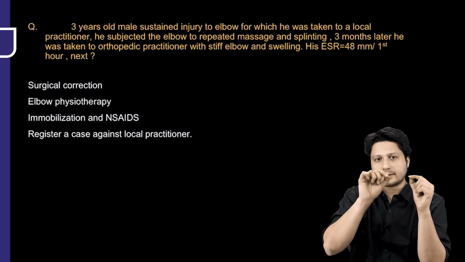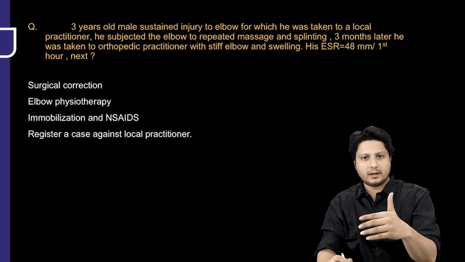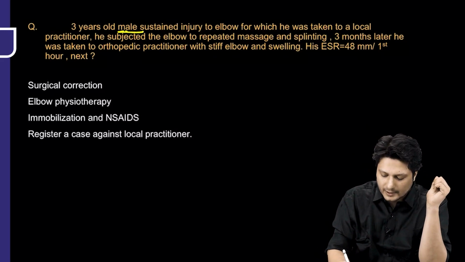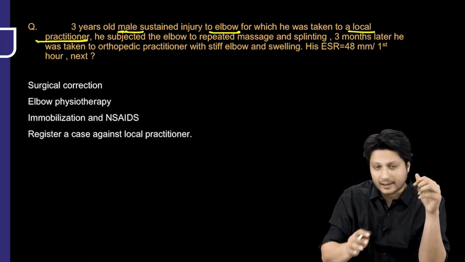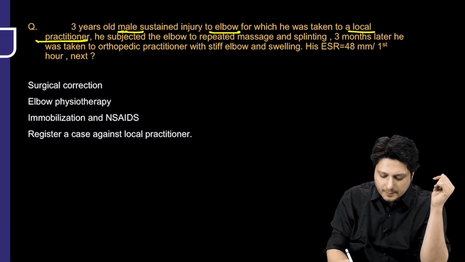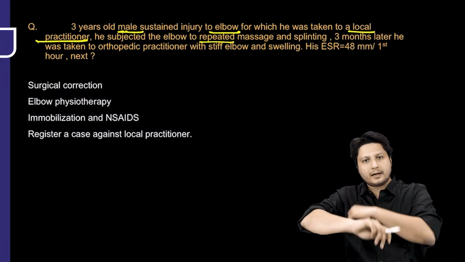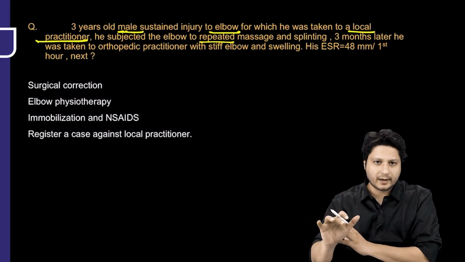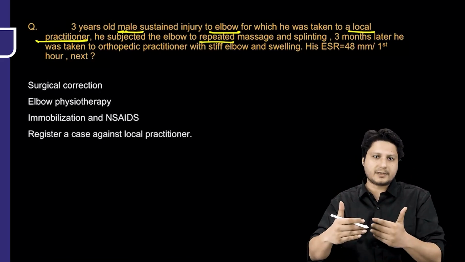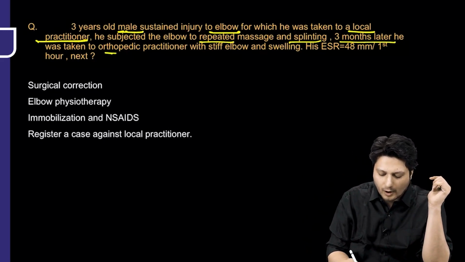But before we talk about that complication, here is a sample question showing how the examiner can frame the question for that particular topic. A 3-year-old male sustained injury to the elbow for which he was taken to a local practitioner. It is a very common practice, particularly in remote areas. He subjected the elbow to repeated massage. They massage the limb and then immobilize it in a very tight splint. Then they repeat these activities of massaging and splinting for several days. Three months later, he was taken to an orthopedic practitioner.